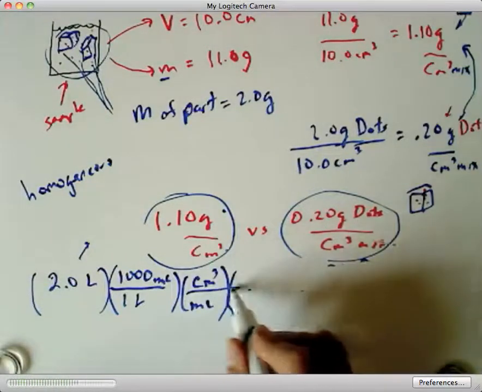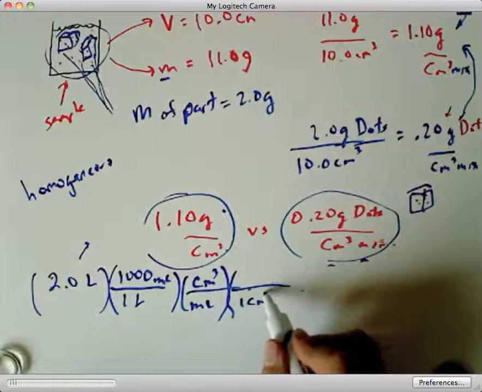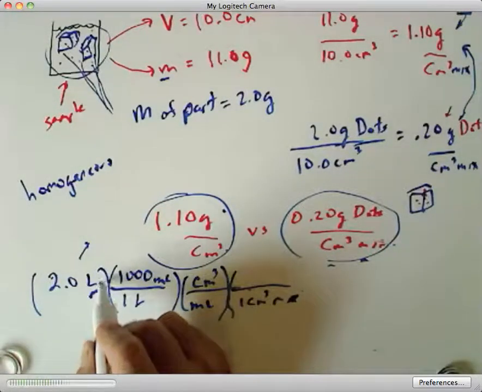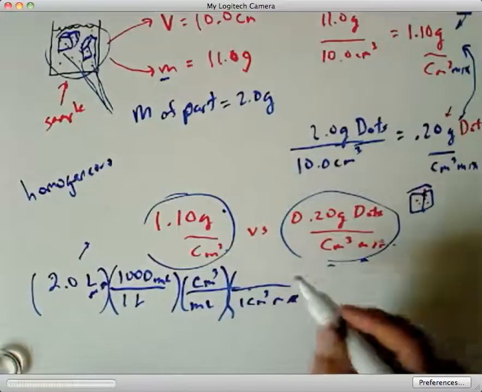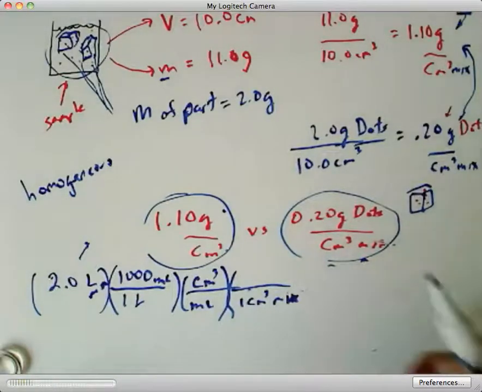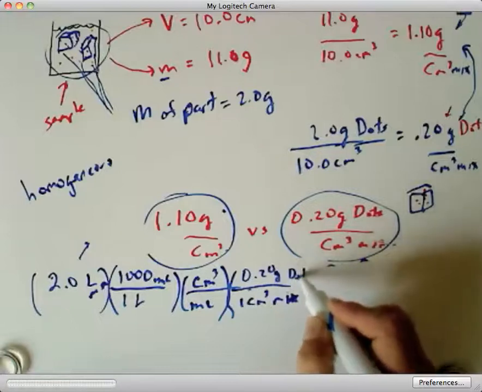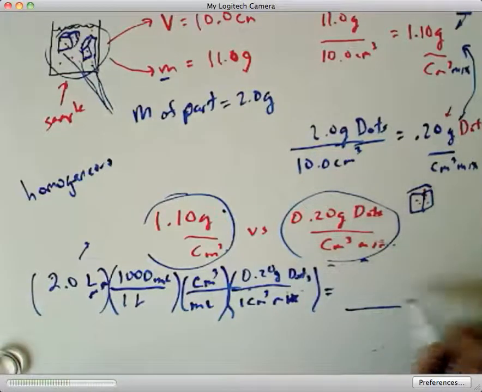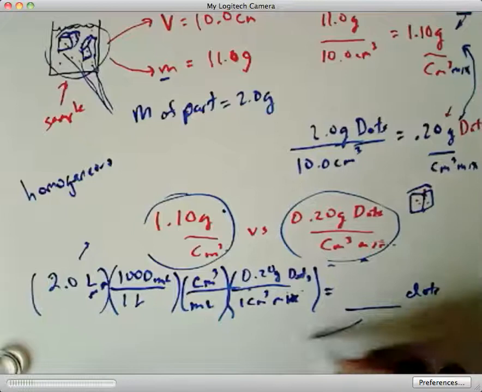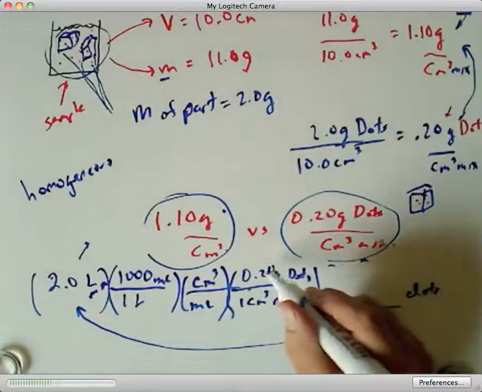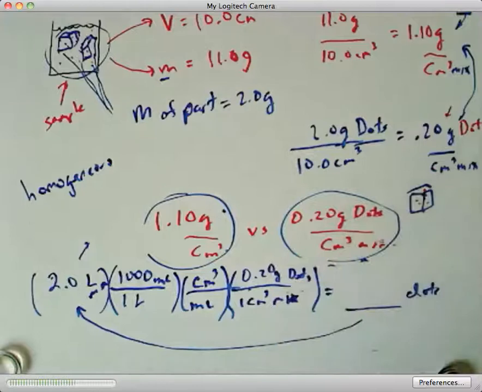And now I can say that each cubic centimeter of the mixture, so technically I should have put mixture up here so I can tell them that that's what I'm talking about. Each cubic centimeter of the mixture is going to have 0.20 grams of dots. And that would be the number of dots that I expect in the 2 liters, assuming that it's all homogeneous and mixed evenly. And that's different than asking what would the entire 2 liters weigh.